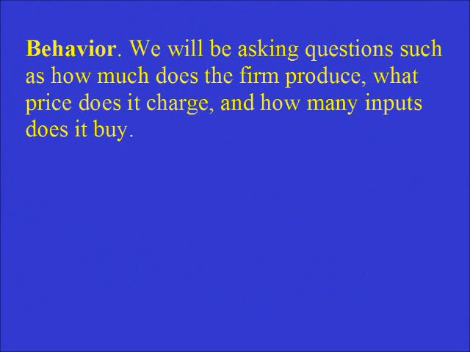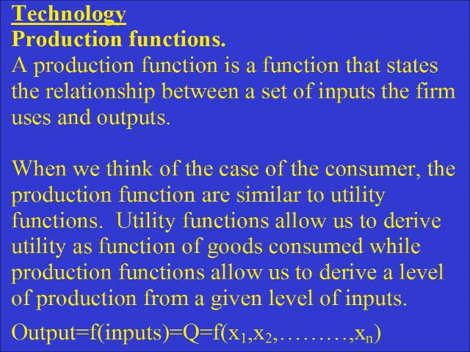Behavior. Under utility theory, the behavior of the consumer was basically what bundle of goods he chose. In other words, what goods he bought. For the firm, we're going to be asking questions such as how much does the firm produce? How much does it charge? How many inputs does it buy? Etc. One of the constraints the firm faces is its technology.